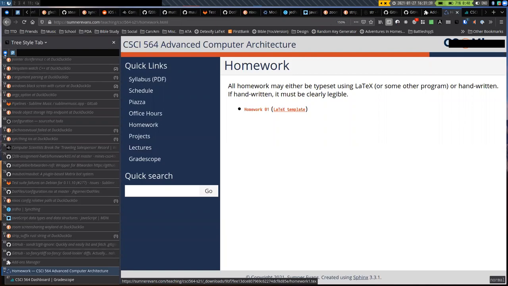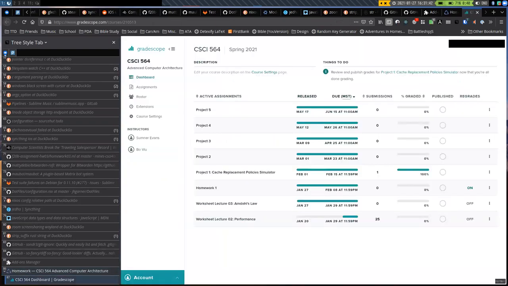And you'll upload it on Gradescope. Like the worksheet. It looks like 25 people have already uploaded for the worksheet too. So it seems like people are being able to do that. If you have any questions, just let me know and I can help you out.